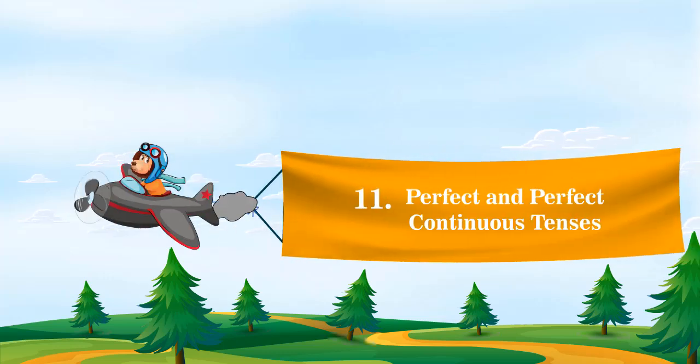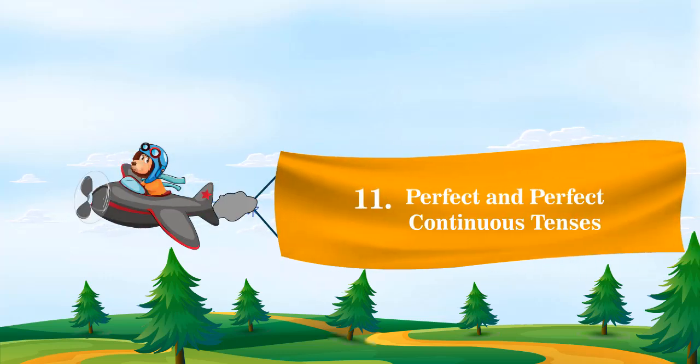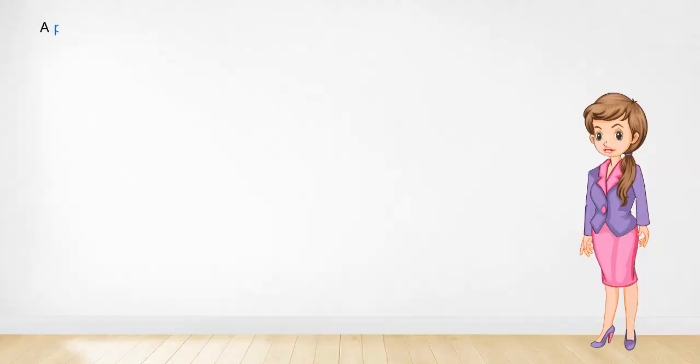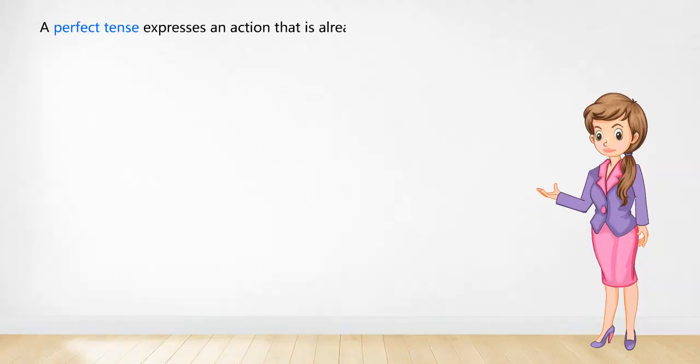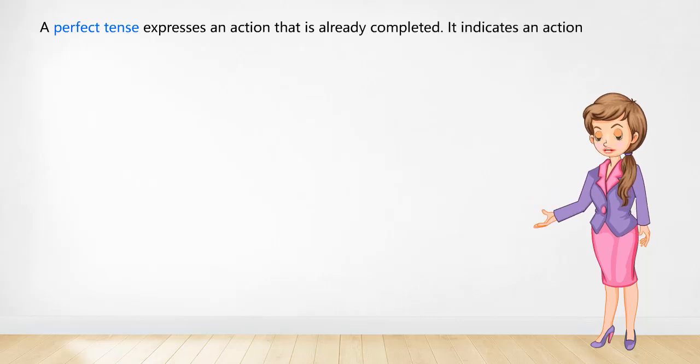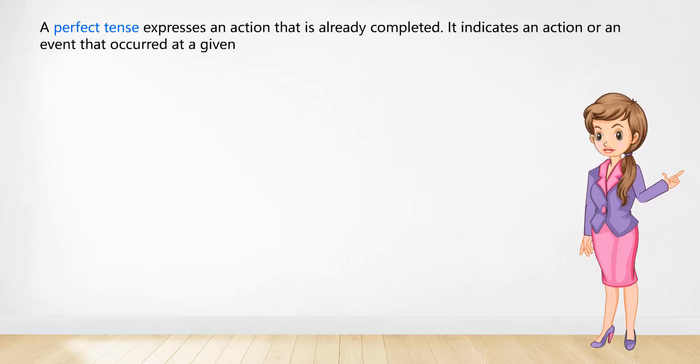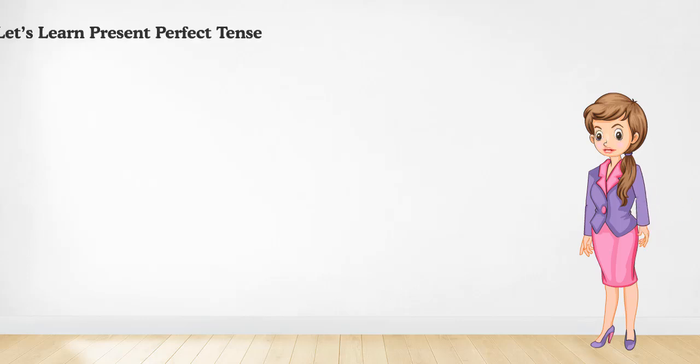Chapter 11. Perfect and perfect continuous tenses. A perfect tense expresses an action that is already completed. It indicates an action or an event that occurred at a given time, present, past, or future. Let's learn present perfect tense.